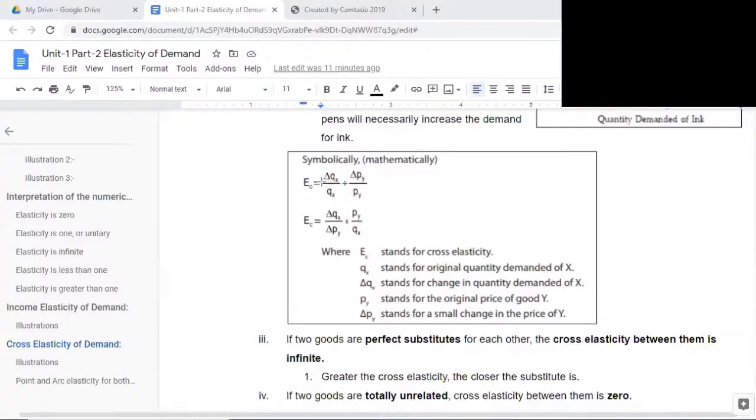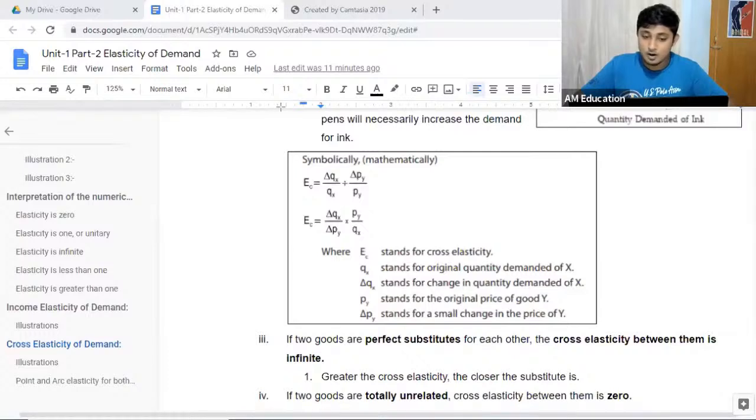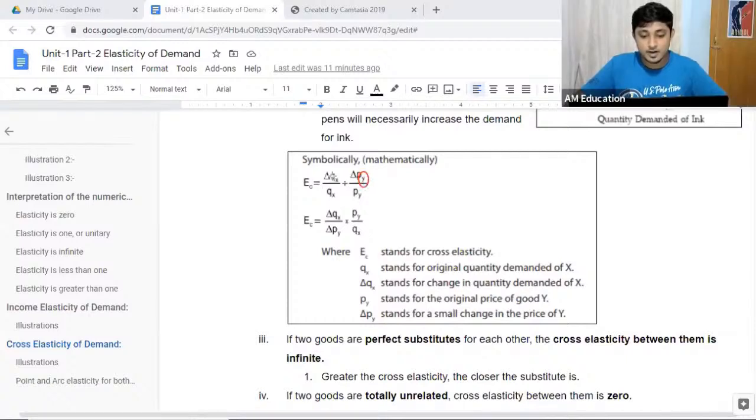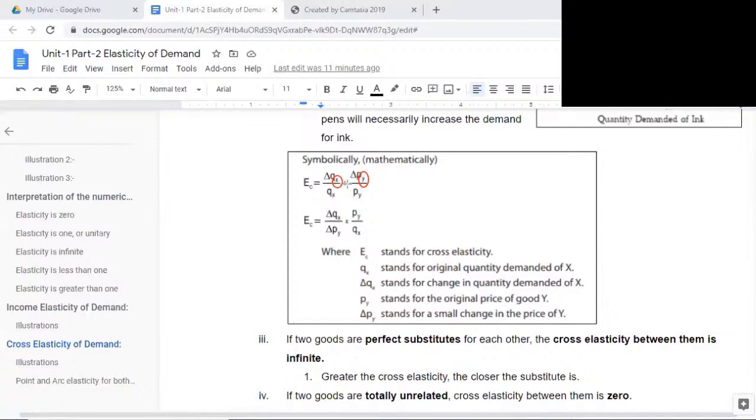Exactly. So the change in the quantity demanded of product X divided by the original quantity of X, divided by the change in the price of Y. Exactly. See, they're always referring to the quantity of one product to the price of its related good. Clear or not? Clear, sir.